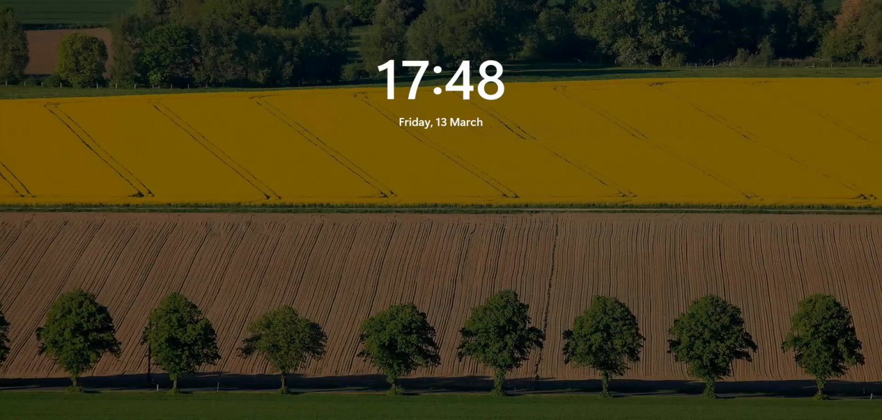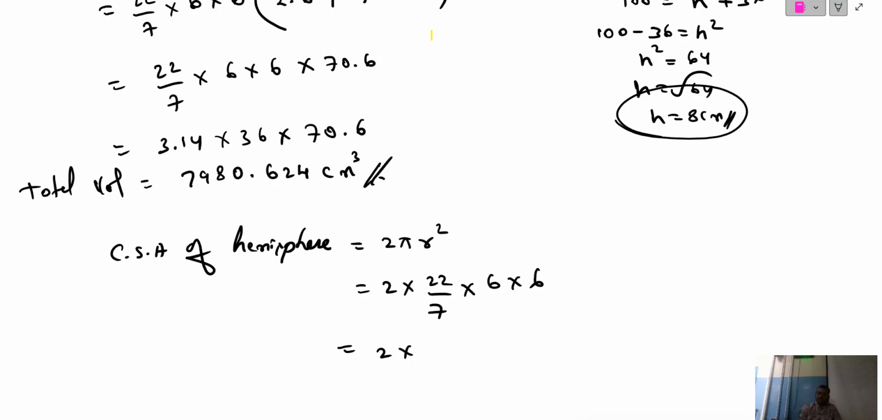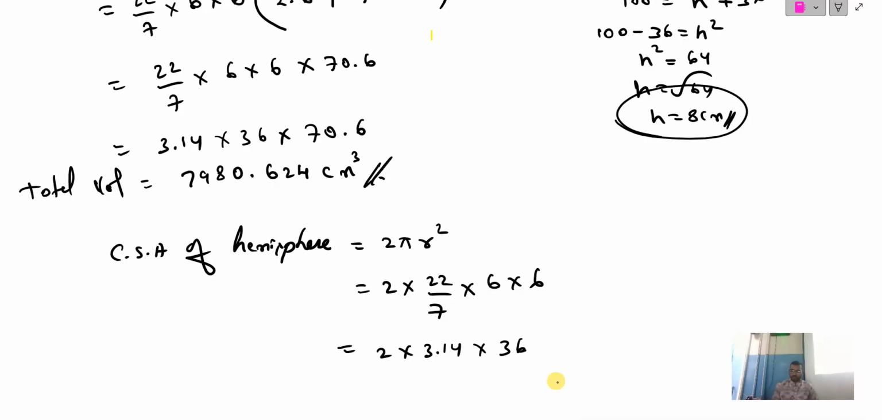And what is the other part they are asking? Curved surface area of cone. Here only let me calculate. Curved surface area of cone is equal to pi r l. Pi is 22 by 7. Radius is 6. And slant height they have given, l, as 10. Am I right? So 3.14 into 6 tens are 60. Multiply 3.14 into 60, that is 188.4 centimeter square.